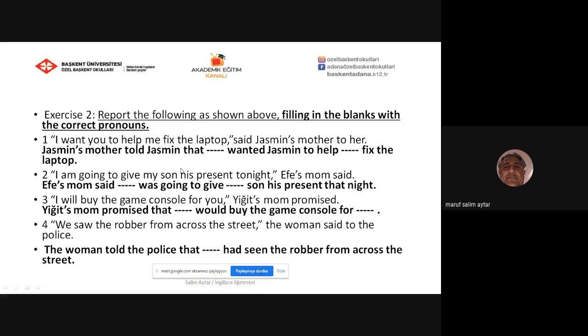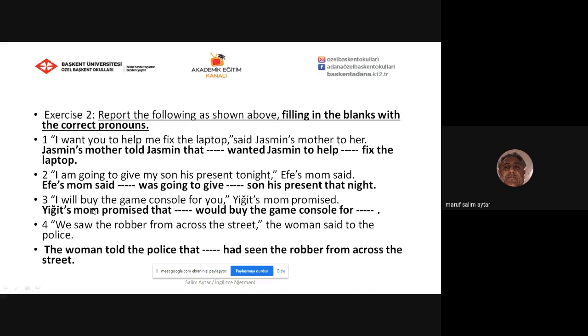Does it sound okay? We'll check it later on. I'm going to give my son his present tonight, Efe's mom said. Efe's mom said she was going to give her son his present that night.